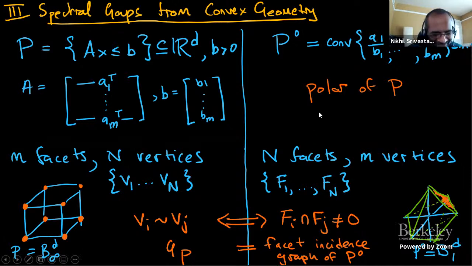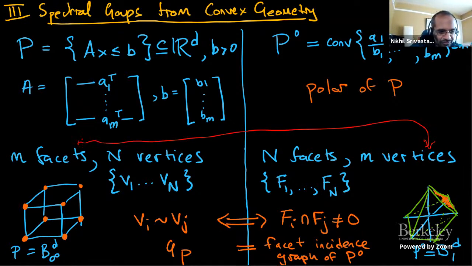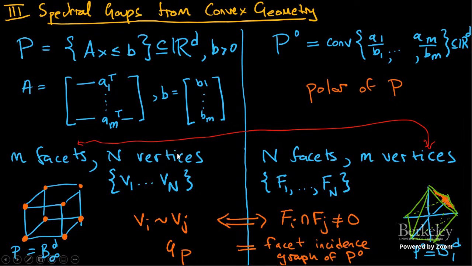Sorry, I should have written that. Maybe I should draw. So the facets of the original polytope correspond to vertices of the polar, and the vertices of the original polytope correspond to facets of the polar. A standard example: on the left, you have the L infinity ball, the hypercube in RD, which is P, and its polar is just the L1 ball. The vertices are these red dots, and they correspond to the codimension 1 facets of P polar on the right-hand side.